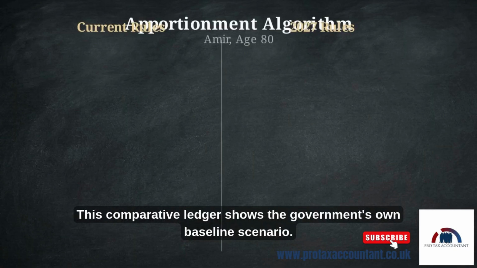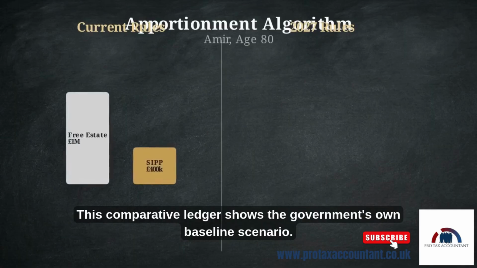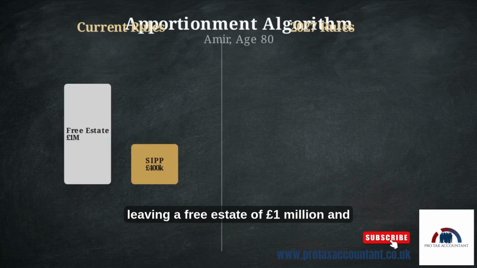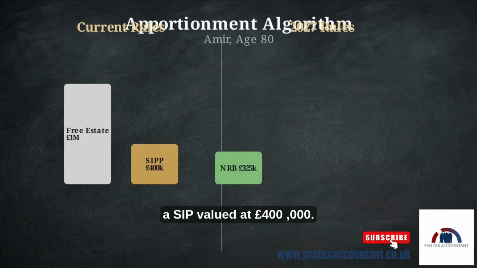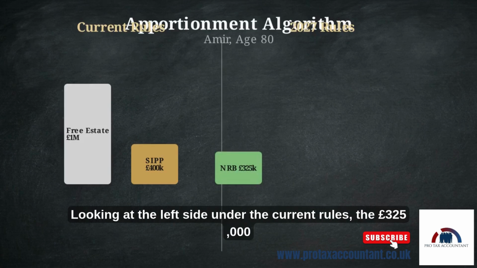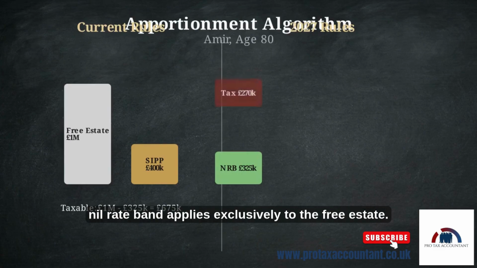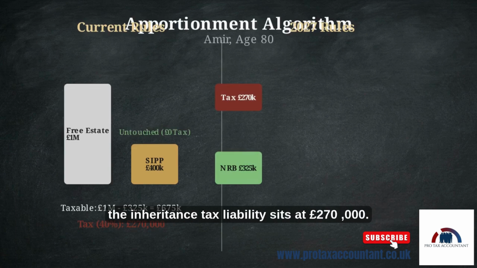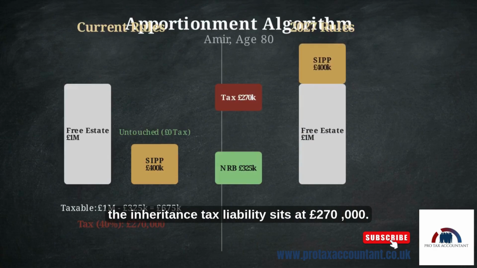This comparative ledger shows the government's own baseline scenario. We have an individual named Amir who dies at age 80, leaving a free estate of £1 million and a SIPP valued at £400,000. Looking at the left side under the current rules, the £325,000 nil rate band applies exclusively to the free estate. Subtracting the allowance and applying the 40% tax, the inheritance tax liability sits at £270,000.